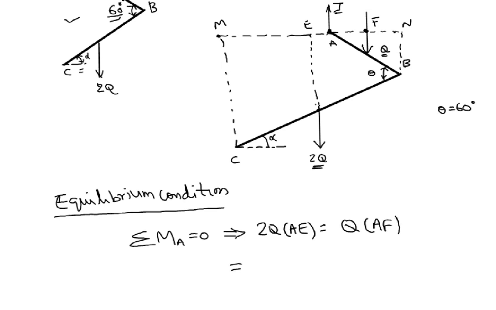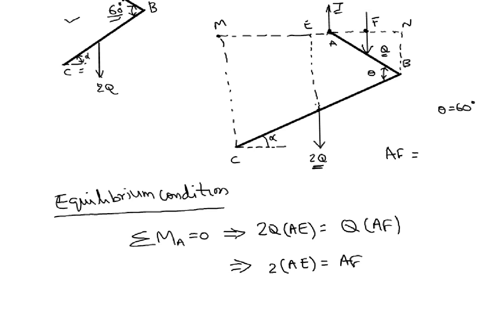So the condition for equilibrium resulted in a geometric condition, that twice this AE must be equal to AF. From here onwards it is pure geometry. There is nothing more to it. We'll try to compute this length AF in terms of the lengths of the links AB and BC, and then the angles alpha and theta.